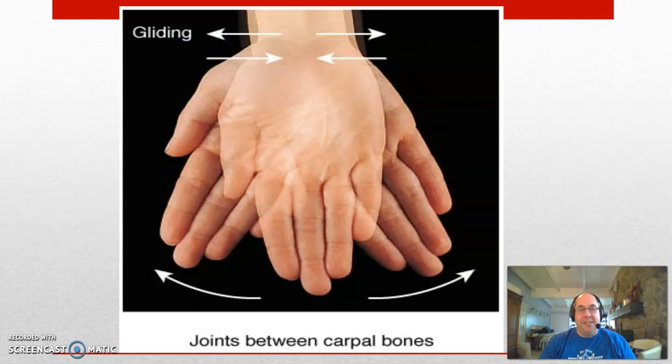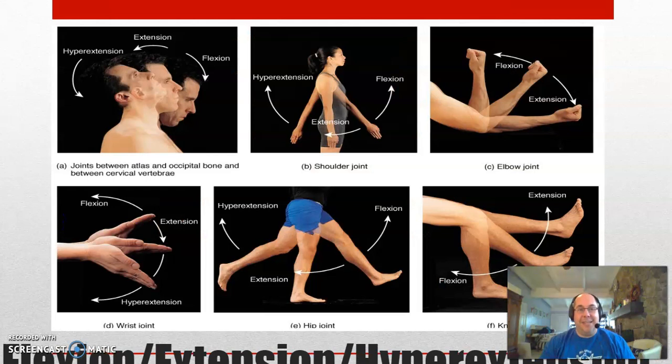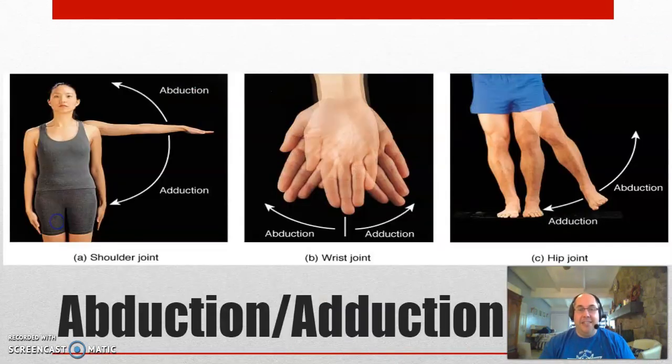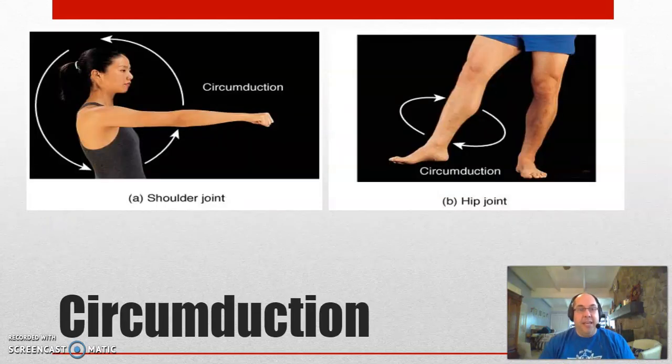Great. So here's some picture examples. There's some gliding, exciting stuff. Here's some examples of the other movements that you can do, also very exciting. And here's some more examples of abduction and adduction at different joints. So you can see the abduction is spreading, and the adduction is pulling it back together. Circumduction, of course, moving in a circle.